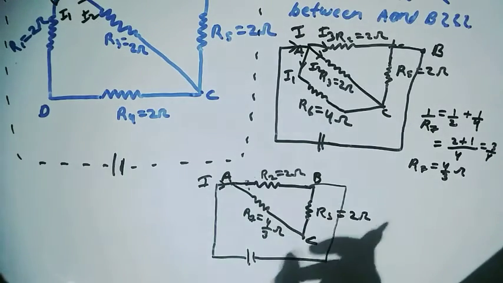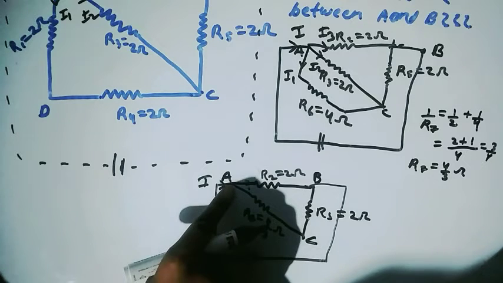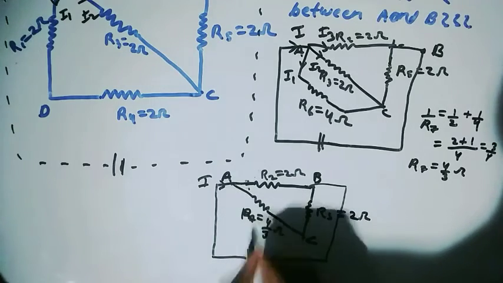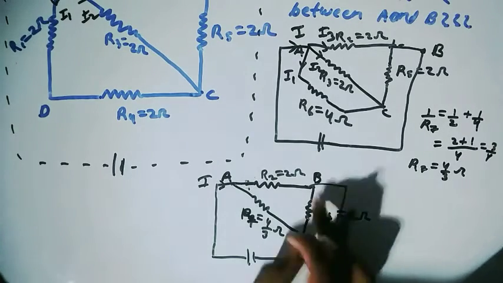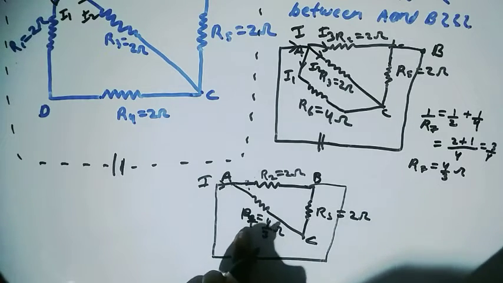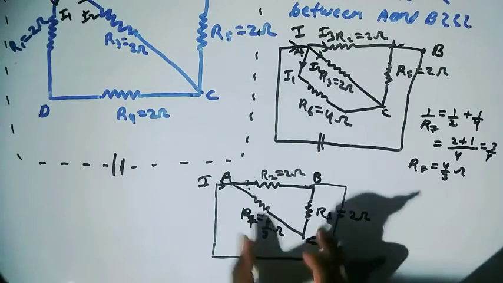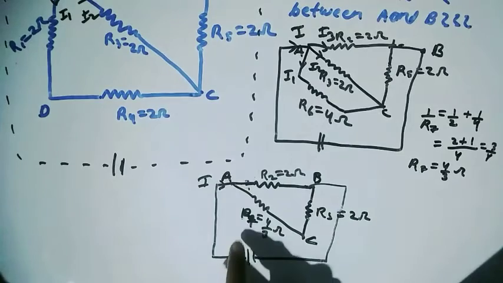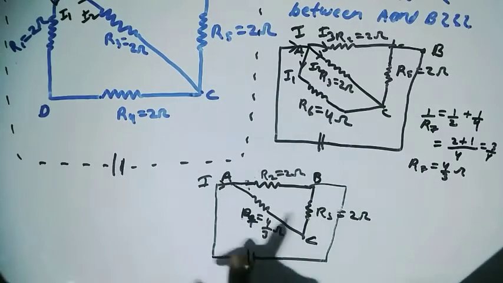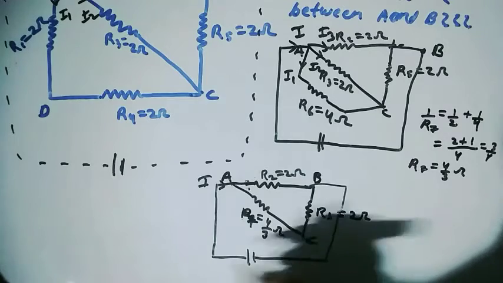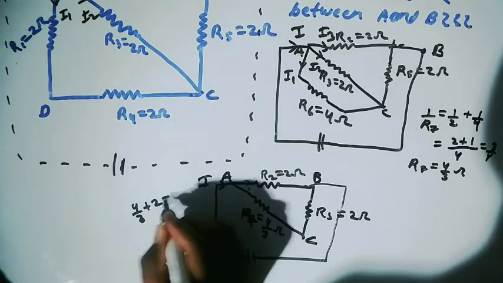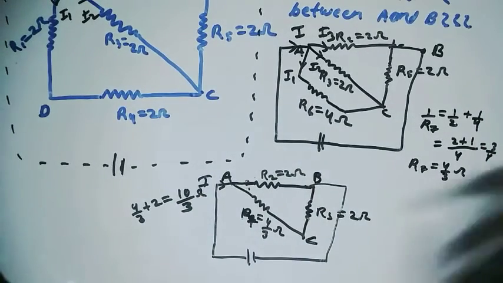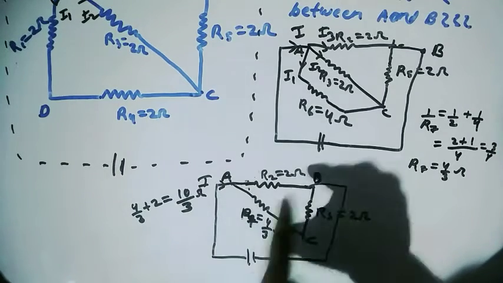Now I current was flowing. The current that will flow through this resistor will also flow through this resistor. The current that will flow through R7 will also flow through R5. Therefore, R7 and R5 are in series, and this is in parallel with R2. So the equivalent resistance of R7 and R5 will be 4 by 3 plus 2, which is 10 by 3 ohm, and this 10 by 3 ohm is in parallel with 2 ohm.